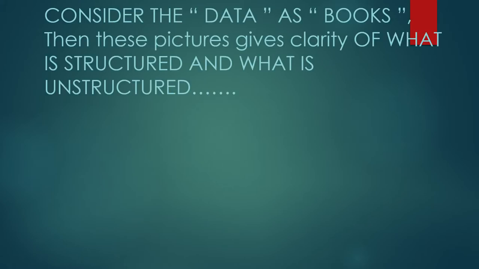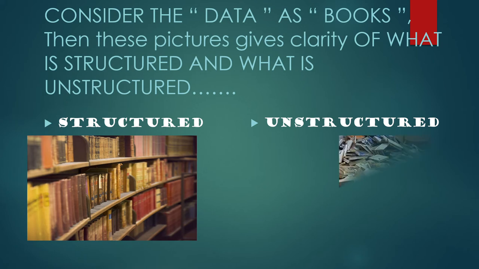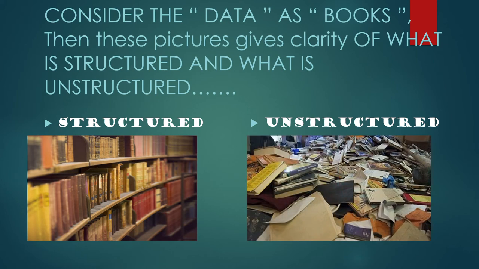Now let's make it simple for you. Think of books as data blocks. Then the organized books in shelves come under the structured category. The picture can be like this. And now if you scatter the books all over the floor, like it's busy, it comes under unstructured data, and it would be like this.